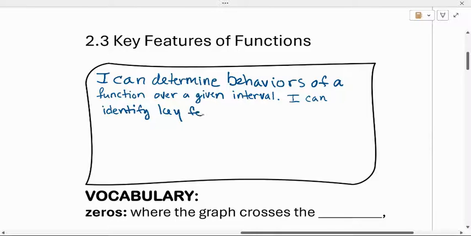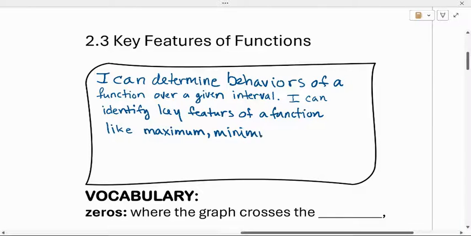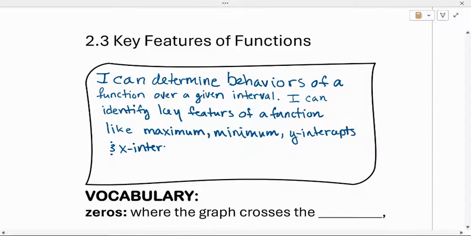Key features of a function like maximum, minimum. Does it say increasing, decreasing? Maximum, minimum, y-intercepts, and x-intercepts. Thank you. Y-intercepts and x-intercepts.